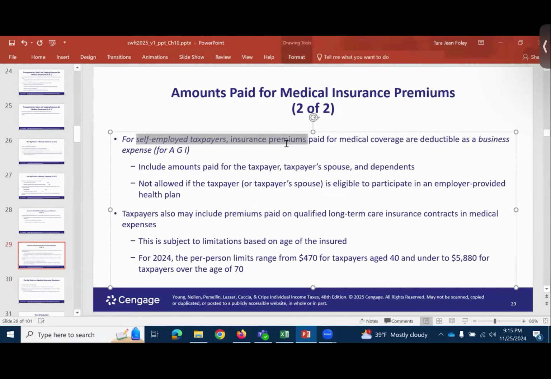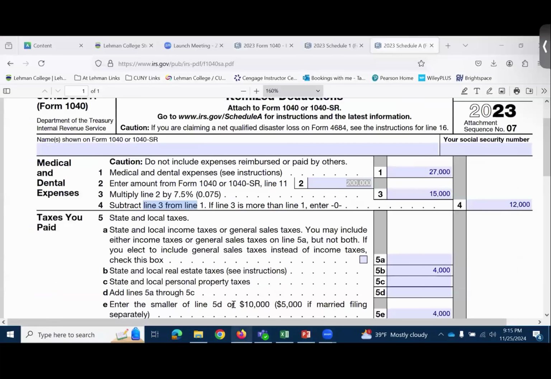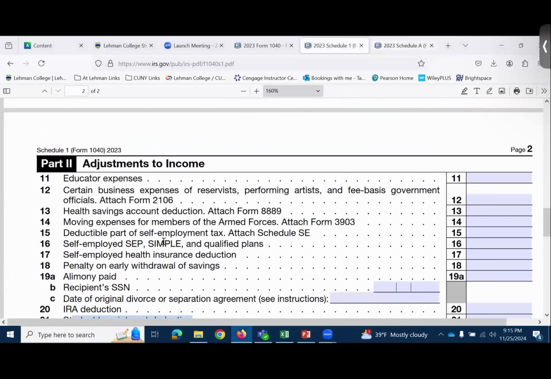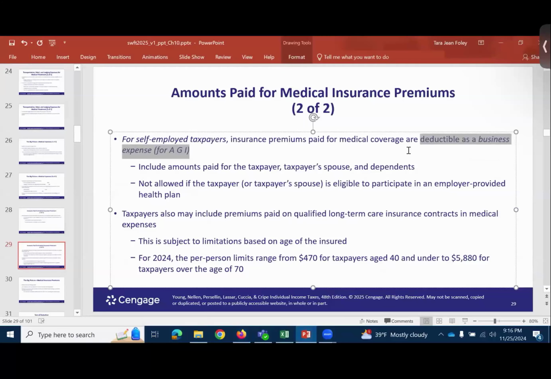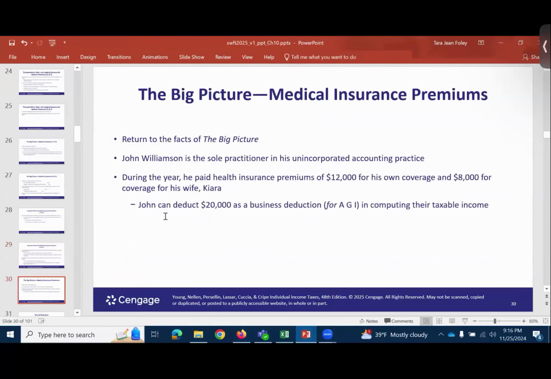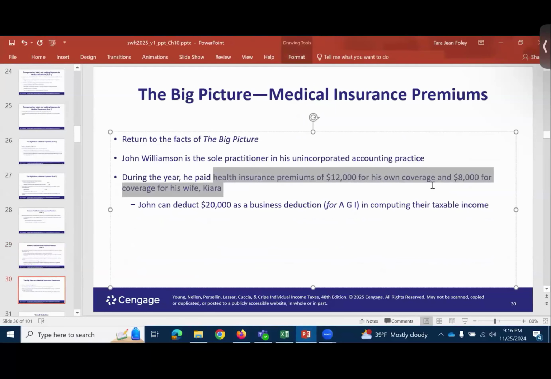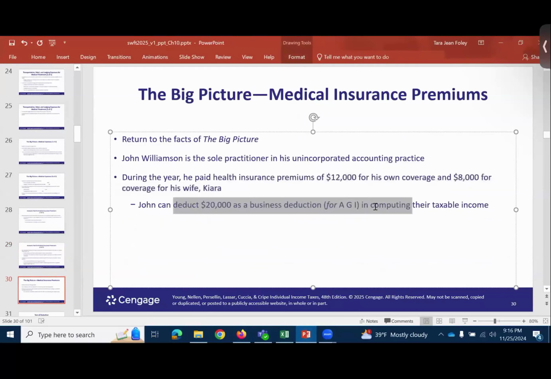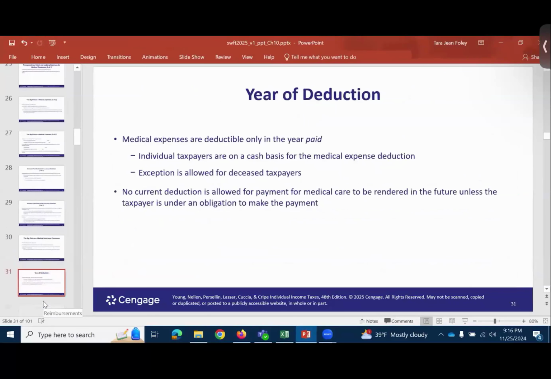For self-employed taxpayers, that's a business expense, which is on your Schedule 1 or your Schedule A. So on your Schedule 1, I put it right here: health savings deduction, self-employment tax, self-employed health insurance deduction. They're for AGI. And then there's other types of insurance premium you could deduct. So John is a sole practitioner in an unincorporated practice. He paid health insurance of $12,000 for his own and $8,000 for his wife. They can deduct the whole $12,000 as a business deduction for AGI on their Schedule C.